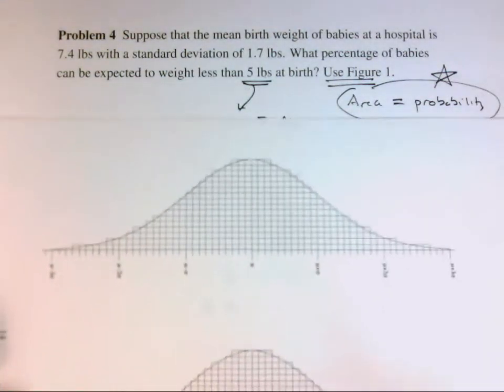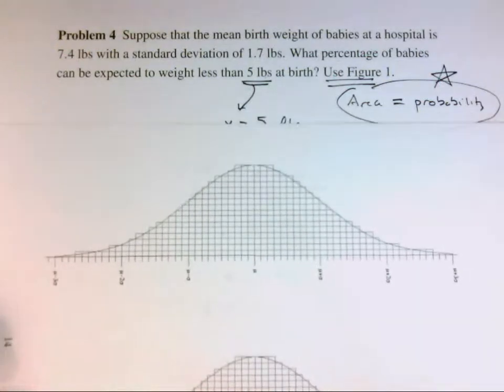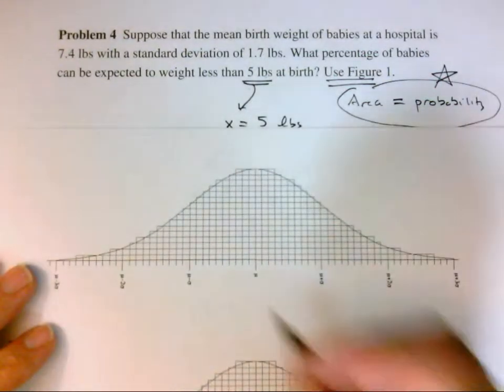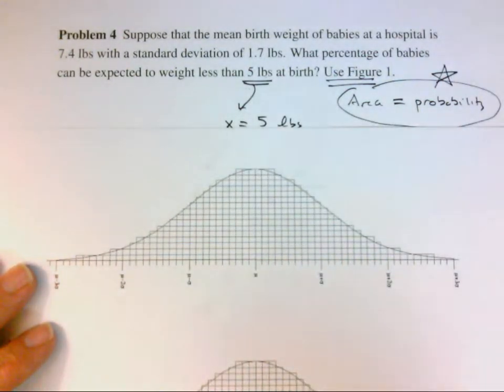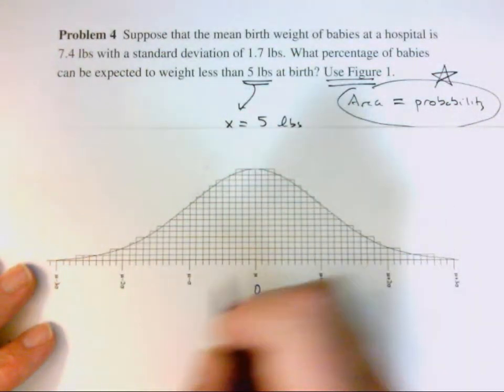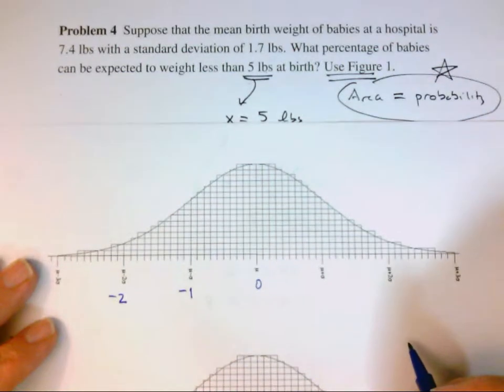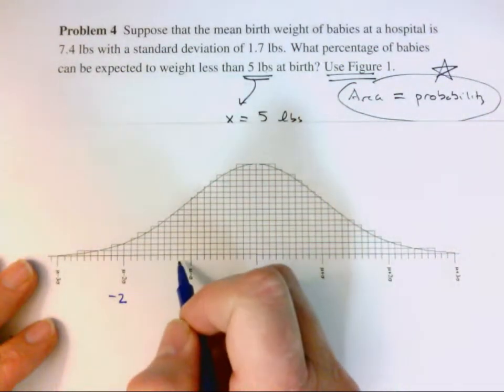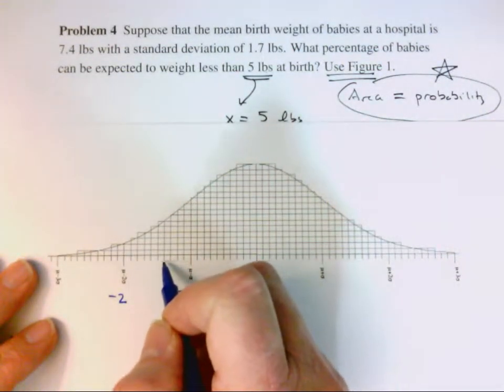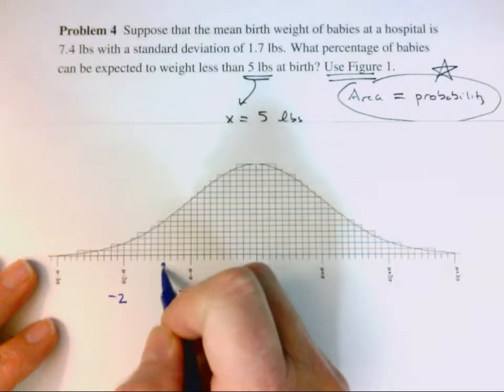So here is our figure. Remember, this is a z of 0. There's negative 1. There's negative 2. Negative 1.1, negative 1.2, 1.3, negative 1.4 is right there.